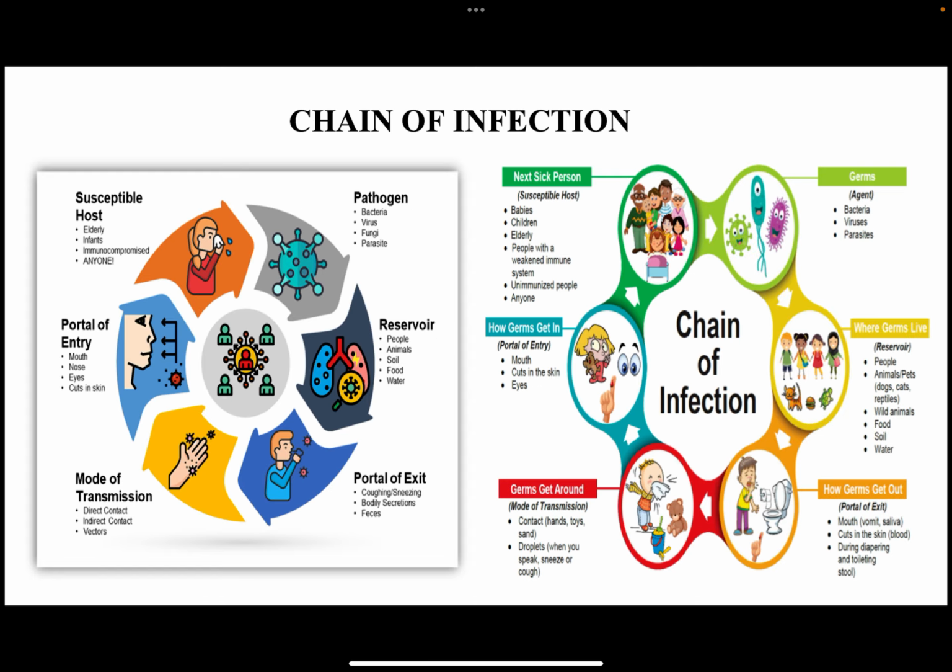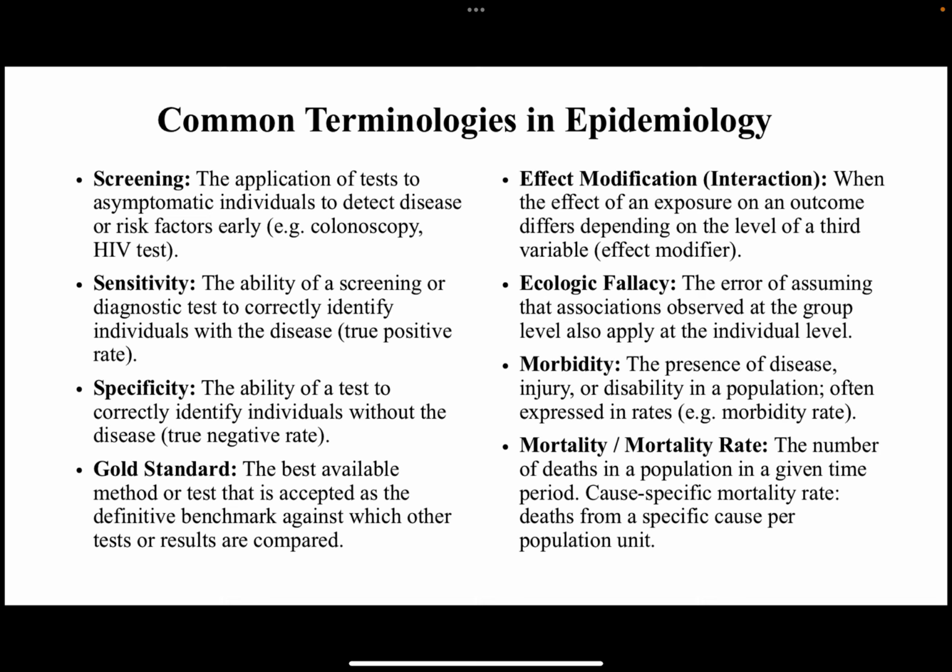Great. Now, the next terminologies we are going to look at are screening, sensitivity, specificity, gold standard, effect modification, ecologic fallacy, morbidity, and mortality rate. For now, we will end here for today's section.